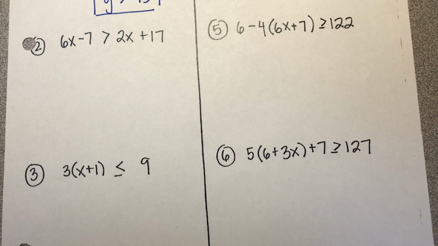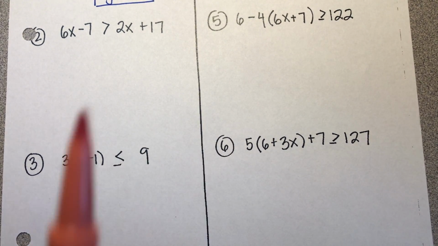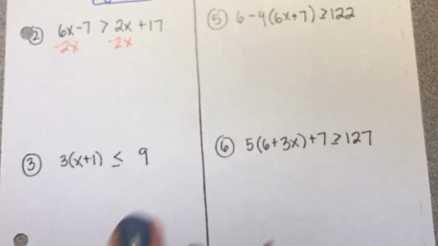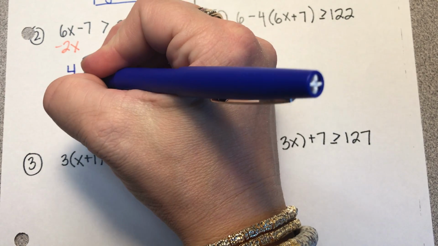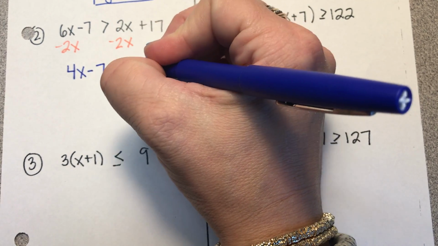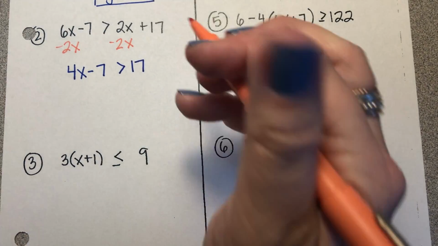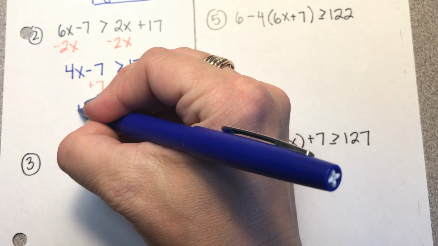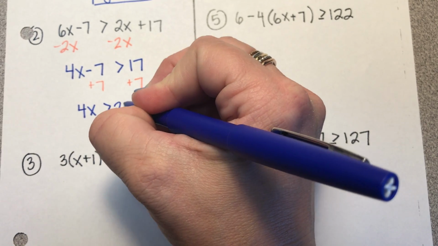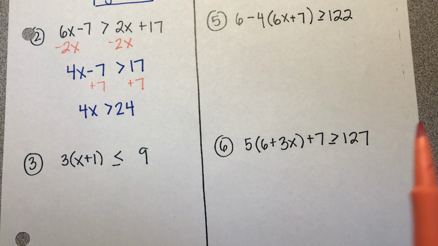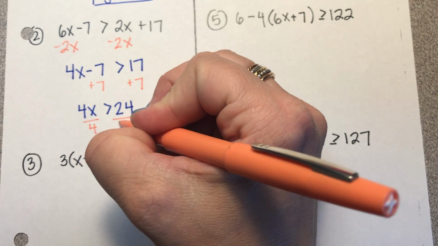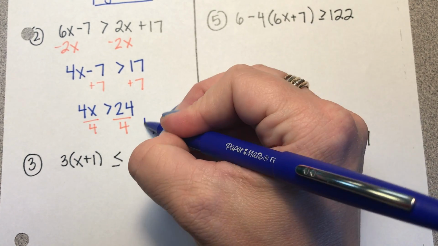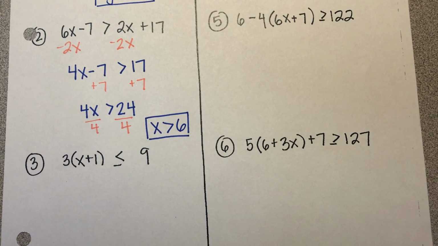Let's look at 2. Same situation, variables on both sides of my inequality, so I'm going to subtract 2x from both. 6x minus 2x is 4x minus 7 is greater than 17. Then we're going to go ahead, add 7 to both sides. 4x is greater than 24. Divide both sides by 4. I don't flip it because I'm not dividing by a negative. My solution: x is any number that's bigger than 6.